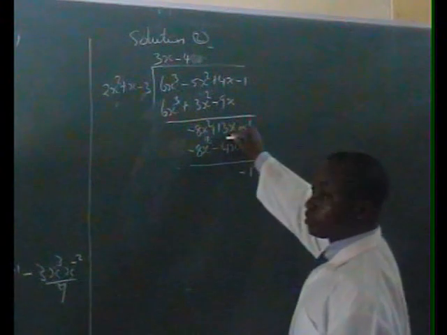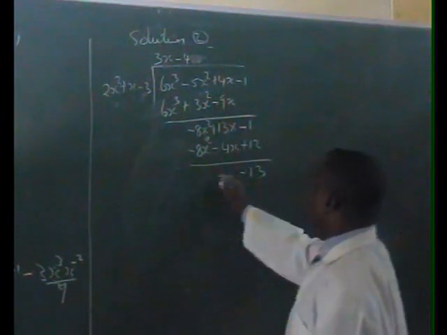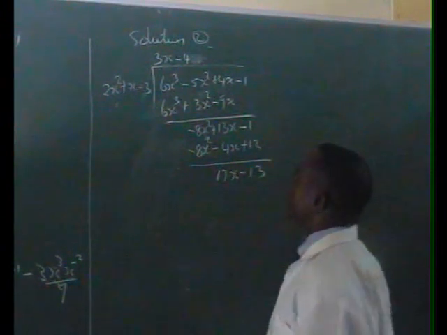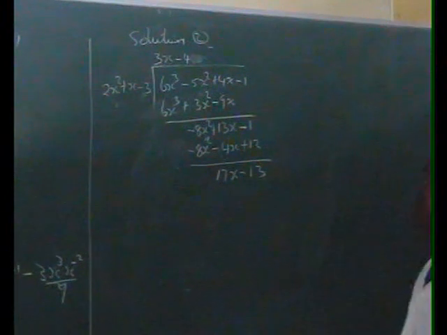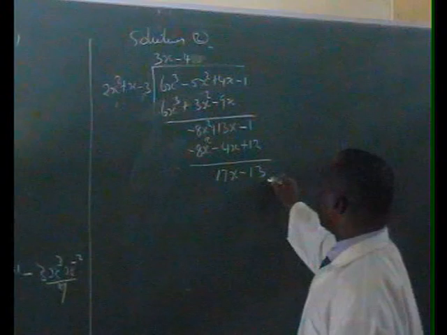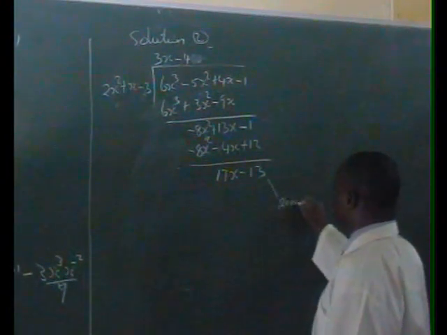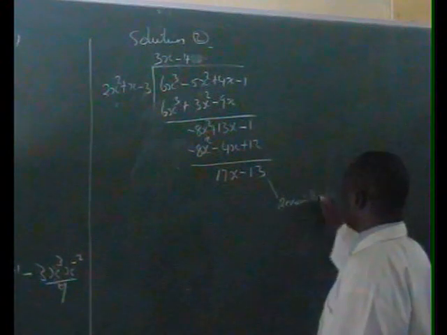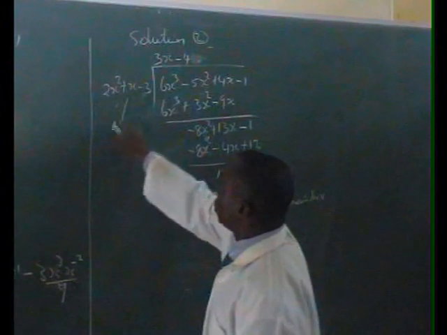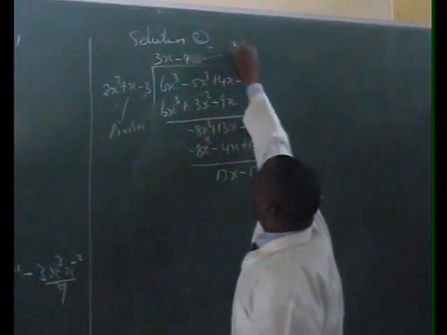And here, 13x minus minus 4x gives us 17x. Let's look at this again. Can anything go here? It can't go. So here, this is the remainder. This is called the remainder. So that is the division pattern, and this is the divisor. And we have the quotient.